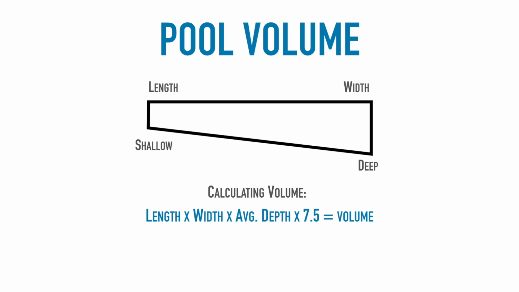Length times width times the average depth times 7.5. Now, length times width is going to show the surface area of that pool. The average depth is going to show the depth inside the pool because obviously it does have volume to it. And that 7.5 represents the number of gallons per cubic foot inside of your pool.